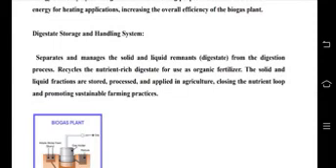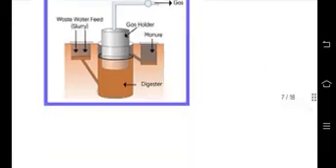Here we could see another image of this biogas plant where the wastewater feed is there, slurry. Then the gas holder is there. Manure can be collected from some other part. The digester is shown, and a pipe to collect gas is also shown.